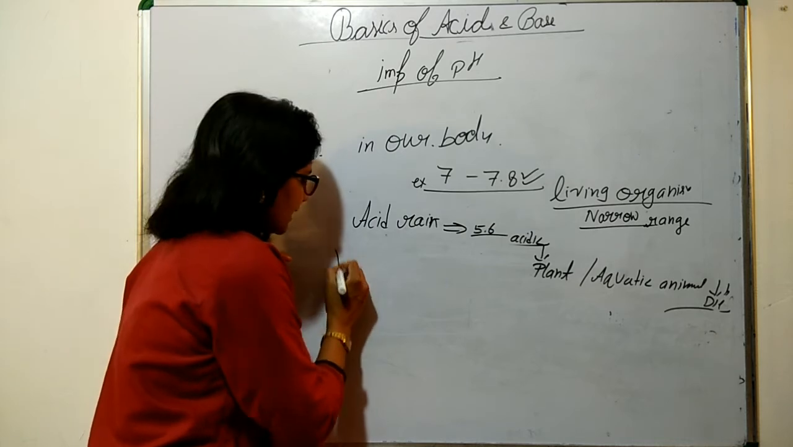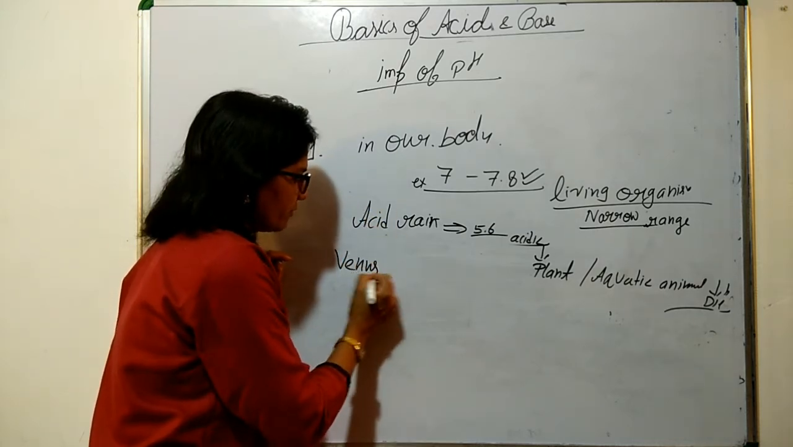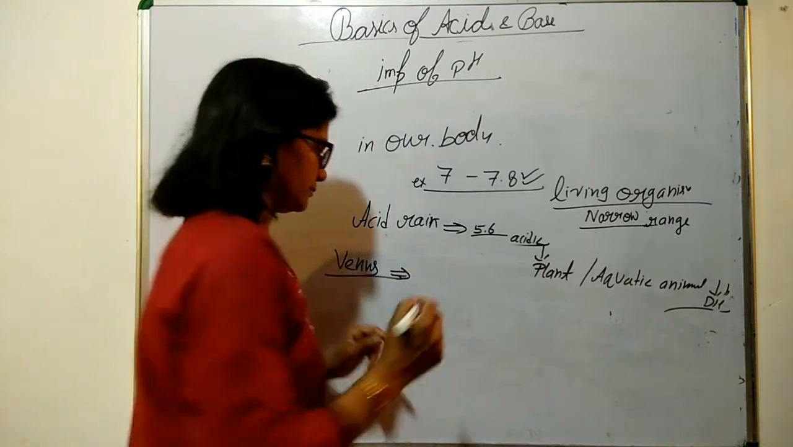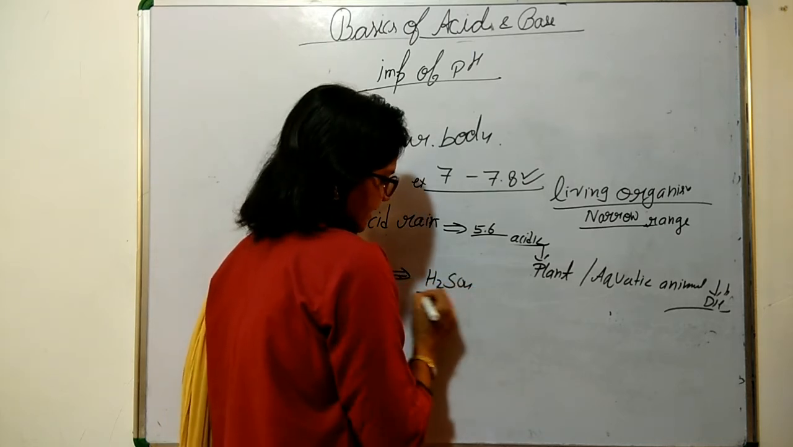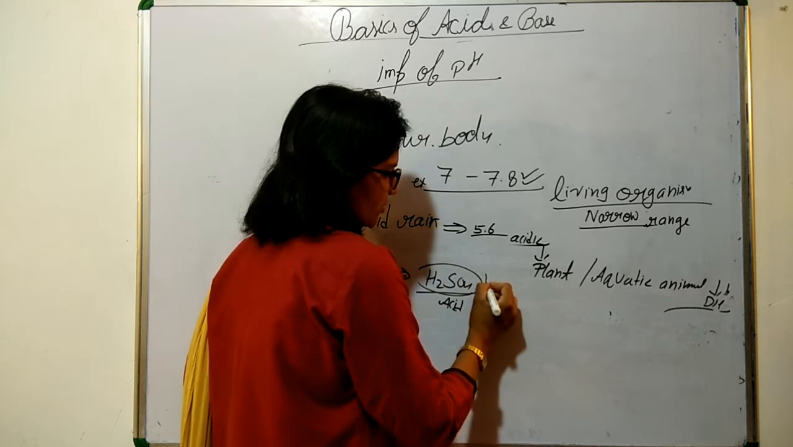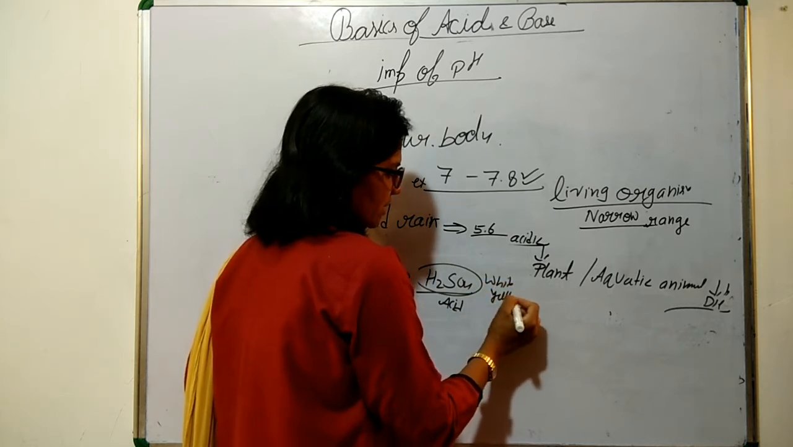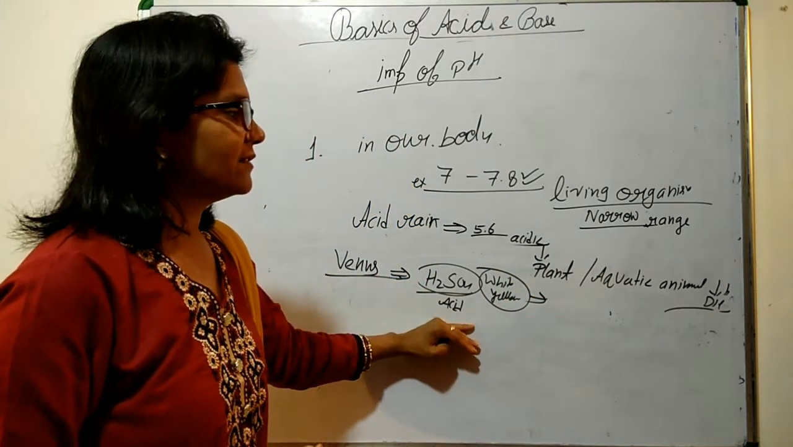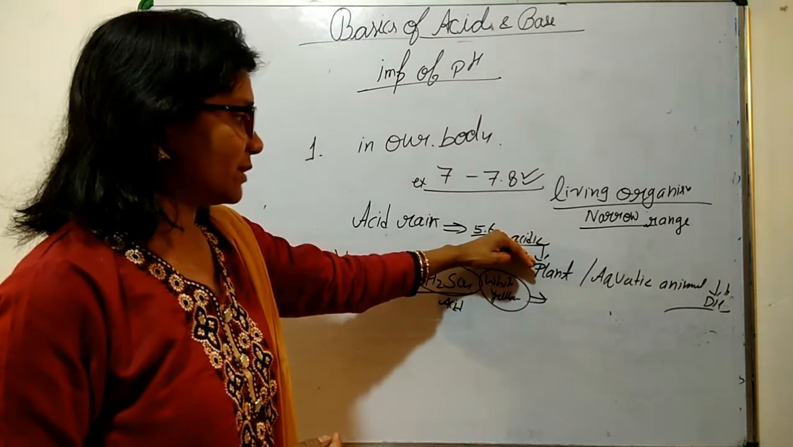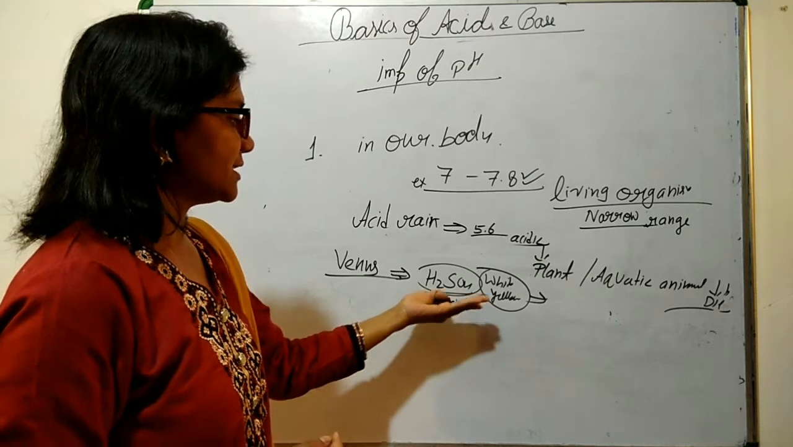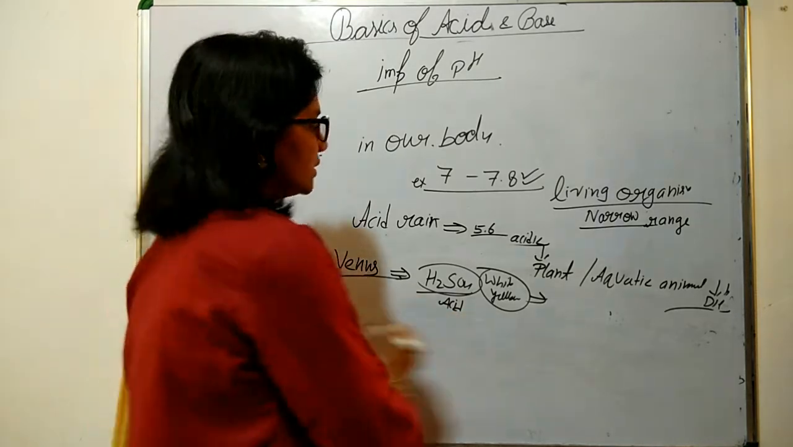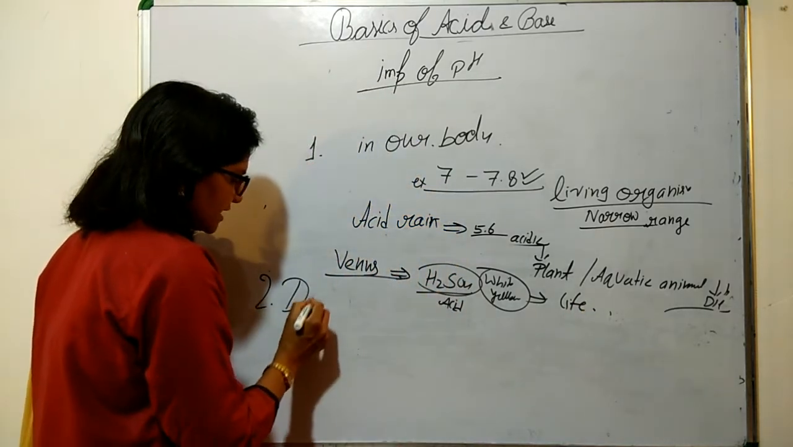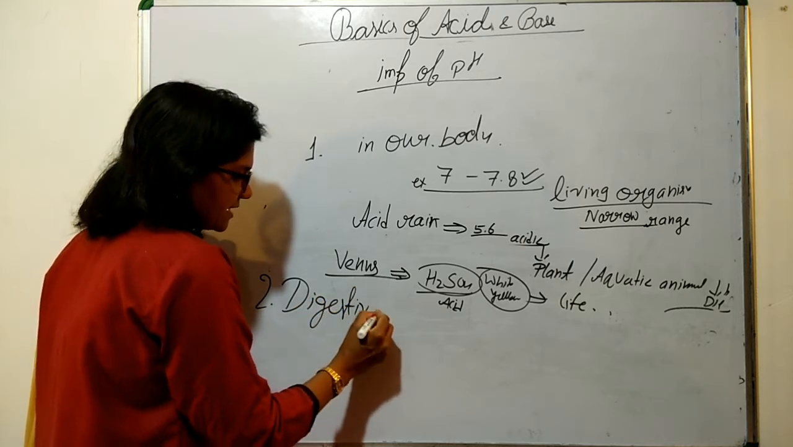Now, one thing I will tell you, these are some facts which we should know. Venus: here the clouds are made up of H2SO4, which is an acid. This cloud is white and yellowish in color. Can you imagine there will be any life? As living things are highly sensitive, they can die at this pH. H2SO4 is a very strong acid, so there is no life because of this acidic nature. Then the second thing, the digestive system.